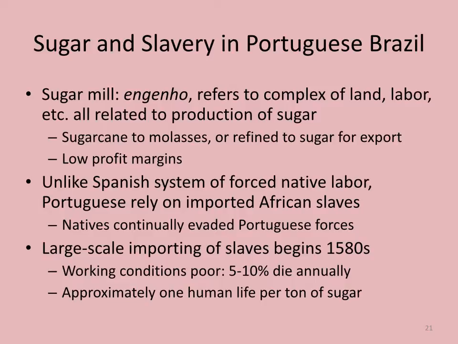Now, unlike the Spanish system of forced labor, the Portuguese relied on imported African slaves. They didn't even try to force the locals, they just brought their own slaves. The large-scale importing of slaves begins in the 1580s. Working conditions were poor. About 5 to 10% die annually. Approximately 1 human life per ton of sugar is what it's going to cost. So we start seeing a huge toll on human life already.